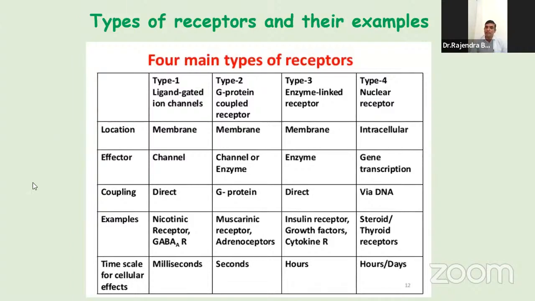What are the examples? Muscarinic receptor. As you know very well, the muscarinic receptor is divided into five types: M1, M2, M3, M4, and M5. M1 receptor is also called the neuronal muscarinic receptor. Many students don't know the example of the M1 agonist. The example is oxotremorine. And what are the examples of the M1 blocker?